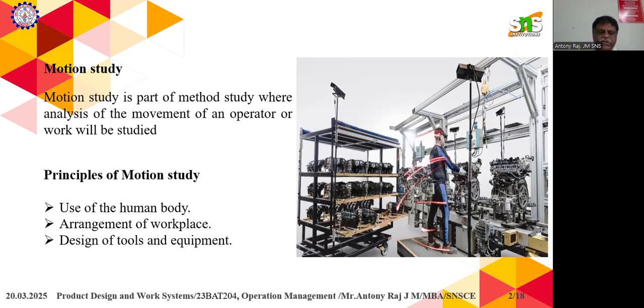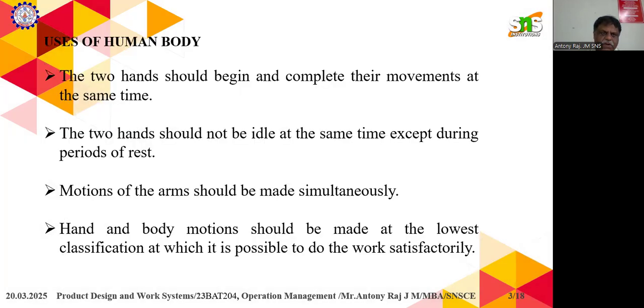The principles of motion study include use of the human body, arrangement of the workplace, and design of tools and equipment. When you talk about use of the human body, the two hands should begin and complete the movement at the same time. The two hands should not be idle at the same time except during periods of rest. Motion of the arms should be made simultaneously. Hand and body motions should be made at the lowest classification at which it is possible to do the work satisfactorily.